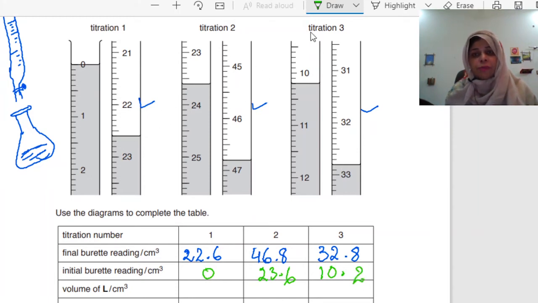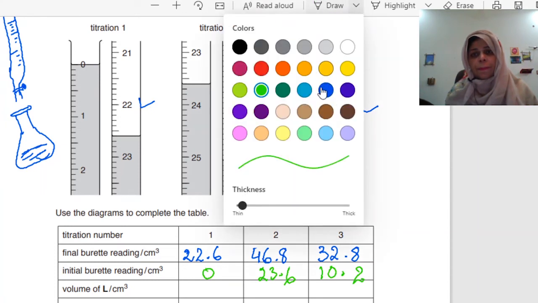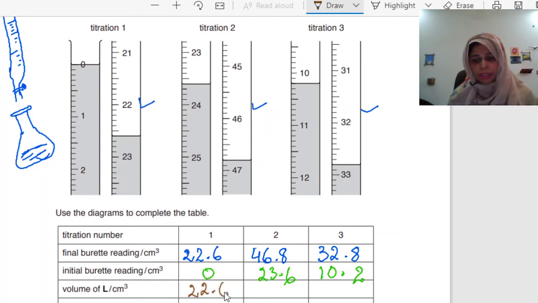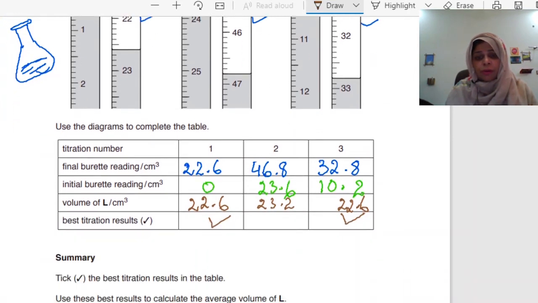Now in the next step we have to subtract the initial values from the final values. So in the first we get the answer 22.6, then 23.2 and then 22.6. The closest results, with a small difference like 0.2, are the ones we can use. When the difference is very small, then we tick these as the best titration results. So here we have the same value, 22.6. Otherwise we have to get the average volume.